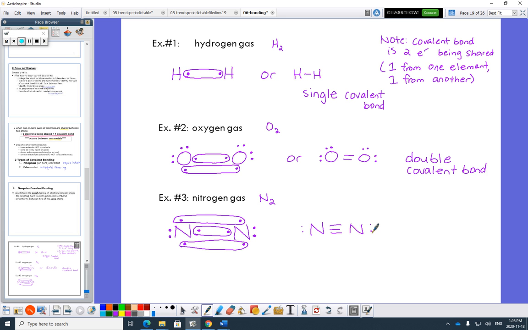So we call that a triple covalent bond. And that's as far as you can go. There's no quadruple. So in a way, even though it seems weird, it's not infinite in the number of possibilities, right? It's either 1, 2, or 3. That's it.